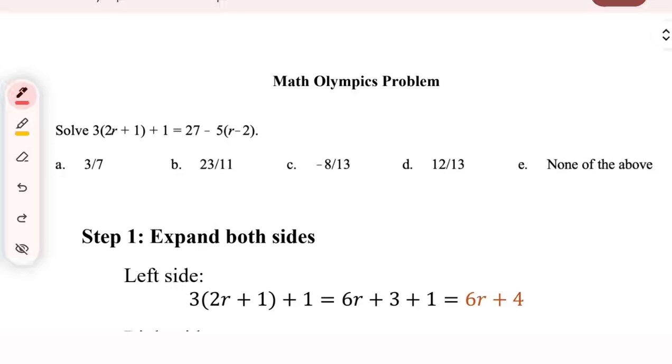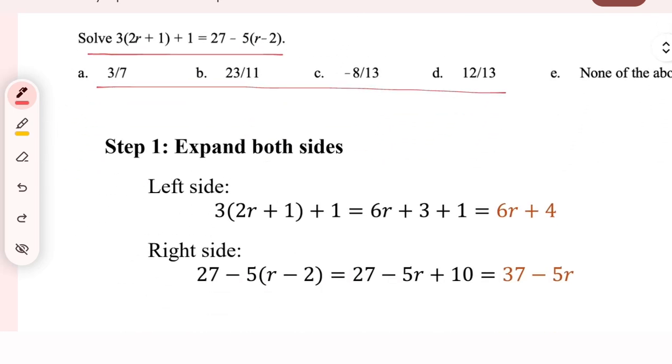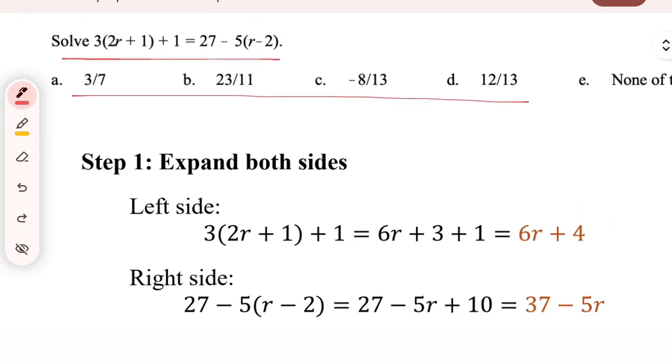So how would you solve this? How would you solve this kind of problem? So that's the problem that's given to us, and the choices look very simple. So the first step that you need to do when you are given such a problem in Math Olympics, even in your algebra, for example, is, step 1, you need to expand both sides.